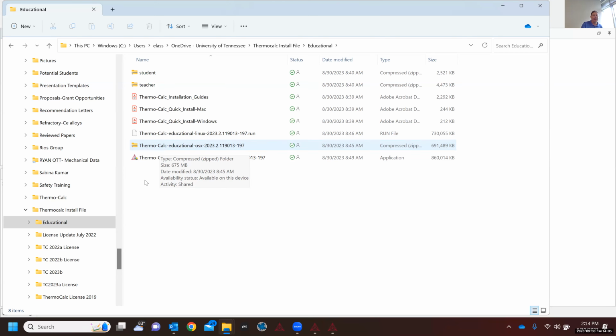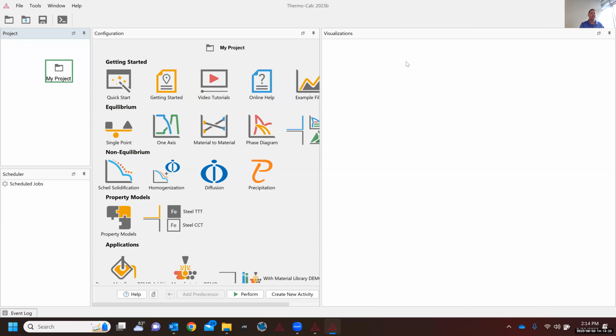And the third file is ThermoCalc-educational-Windows-64. And for Windows users, that's the one that you download and install. So I've realized that, how many people are still getting things installed? Okay, so no problem. So what I will do to start with is I will just give you an overview of what the software is.